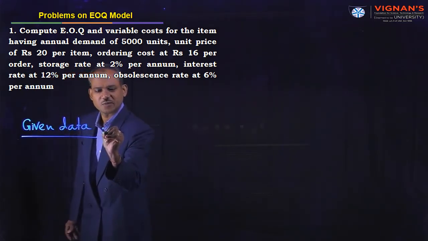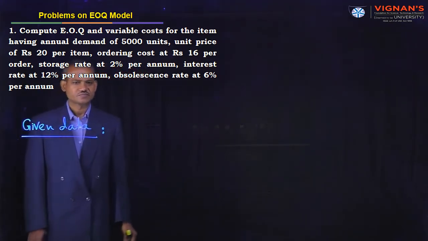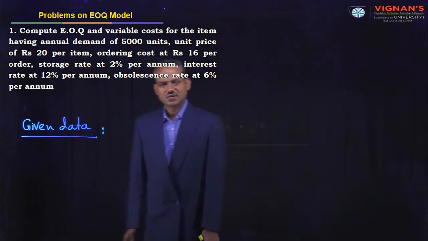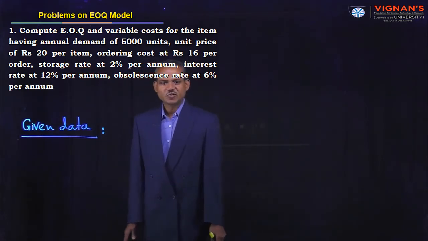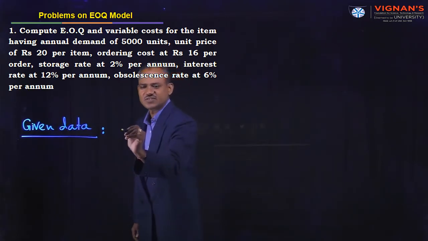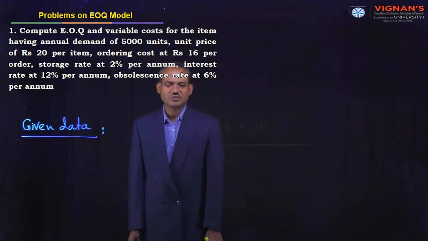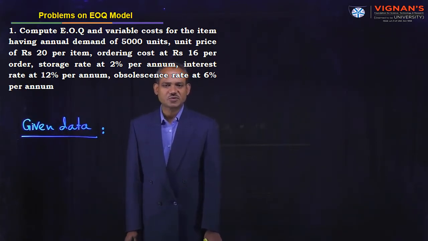First read the problem carefully, 1 or 2 times. Try to write down the given data. Compute EOQ and variable cost for the item having annual demand of 5,000. That means annual demand is given. Annual demand means the number of units consumed in a year.